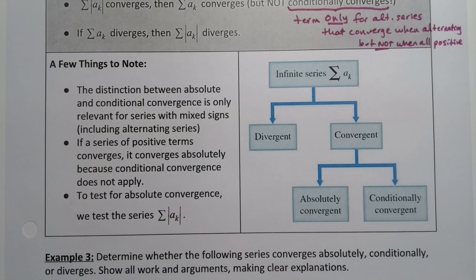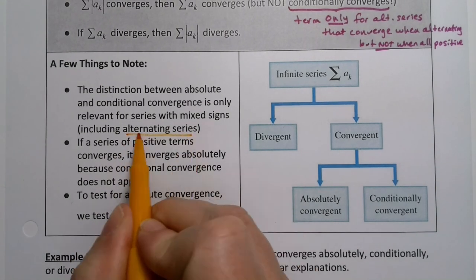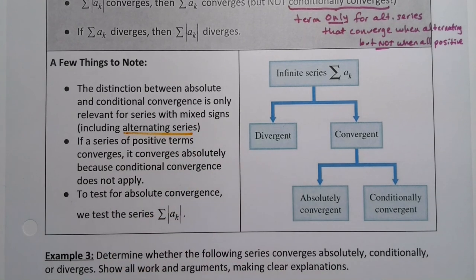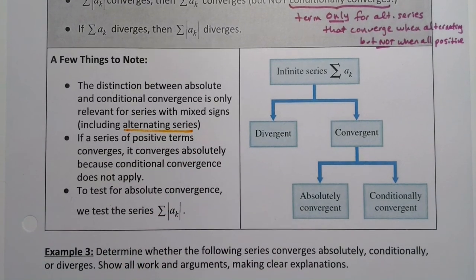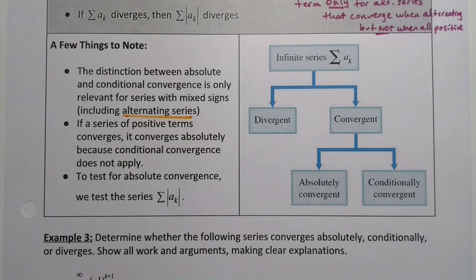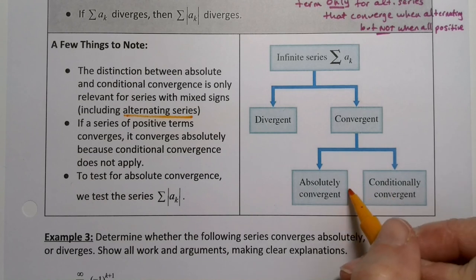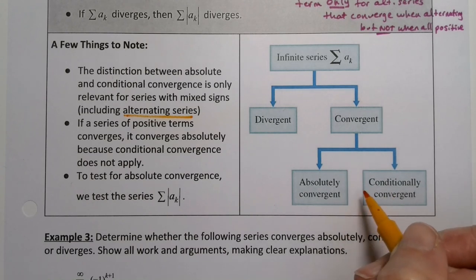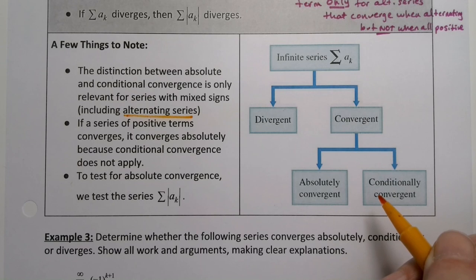Okay, so let's read this over. The distinction between absolute and conditional convergence is only relevant, correct. So you only worry about these terms if it's an alternating series. If it's not an alternating series, then you don't really care, right? So these terms are only relevant for series with mixed signs. If a series of positive terms converges, it converges absolutely, because conditional convergence does not apply. Right, exactly. So these terms right here are only really useful for series with mixed signs.